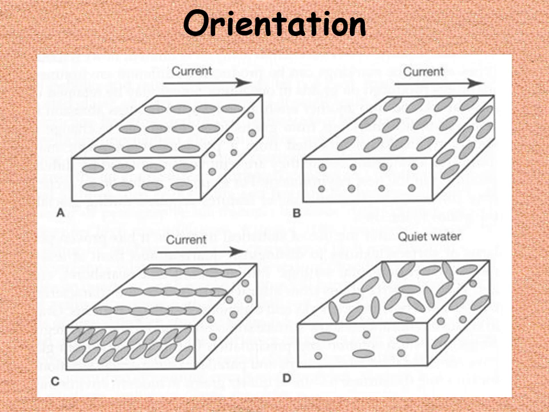So whenever an elongated, elliptical grain is moving in bed load transportation, then its long axis is perpendicular to the flow direction and short axis is parallel to the flow direction. And whenever any elliptical grain is moving in suspension, its long axis is parallel to the current direction and short axis is perpendicular to the current direction.